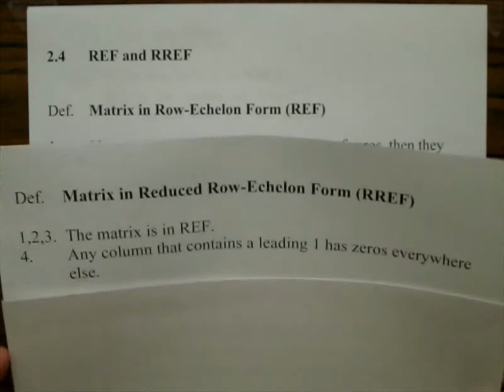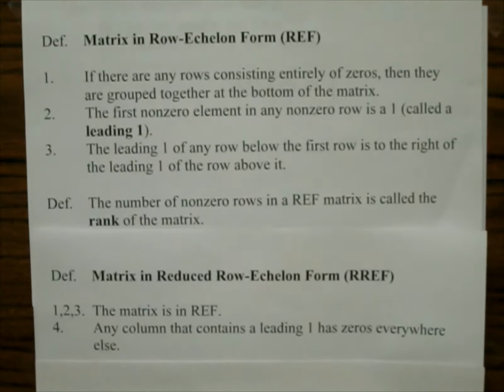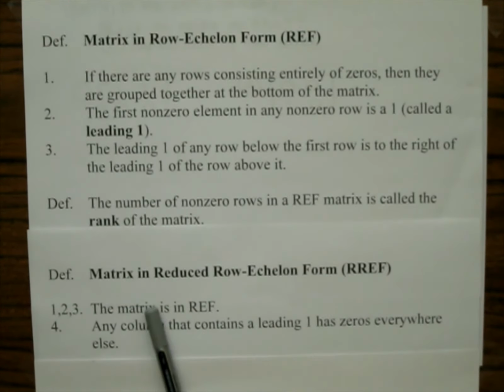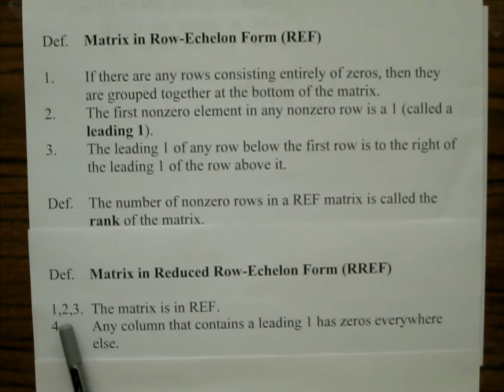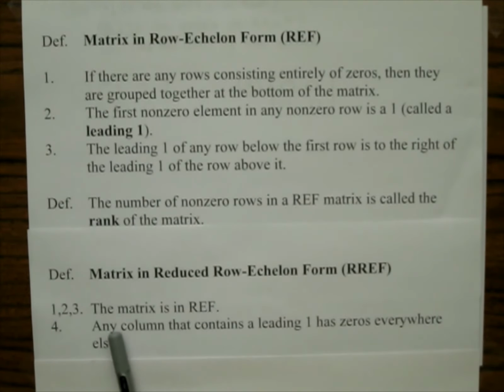RREF, which I guess we can put right here. So a matrix in reduced row-echelon form has conditions 1, 2, and 3, which are these conditions here. The matrix is in REF. And another condition, it says any column that contains a leading 1 has zeros everywhere else.